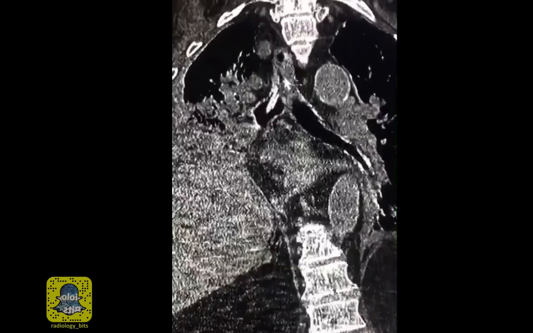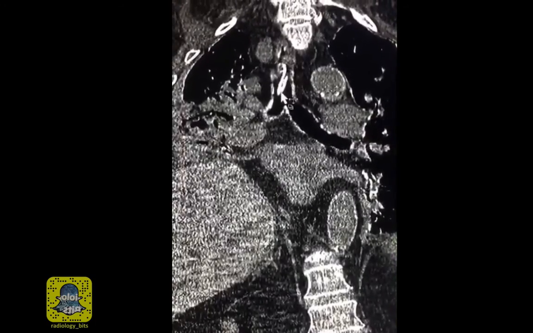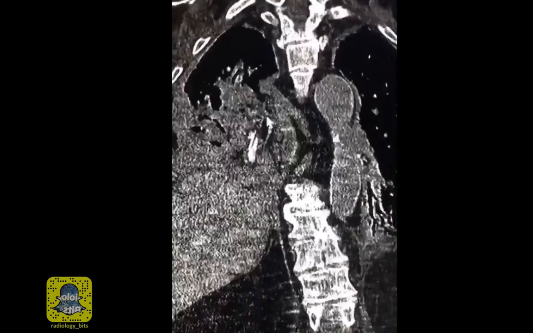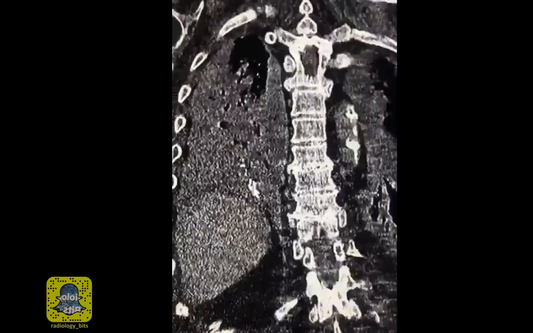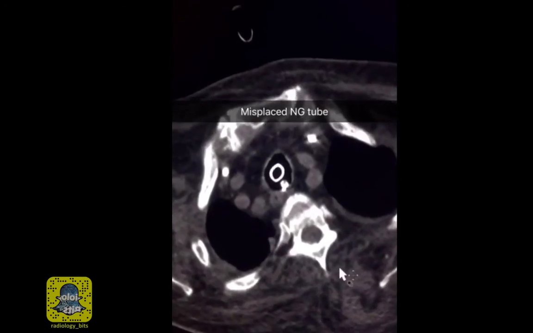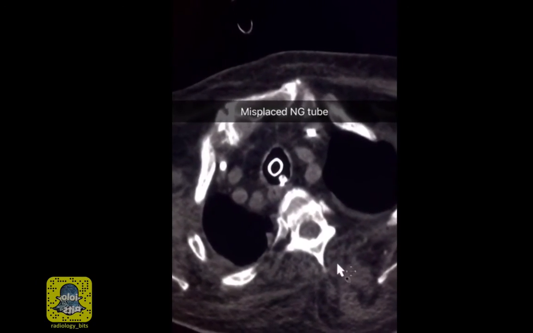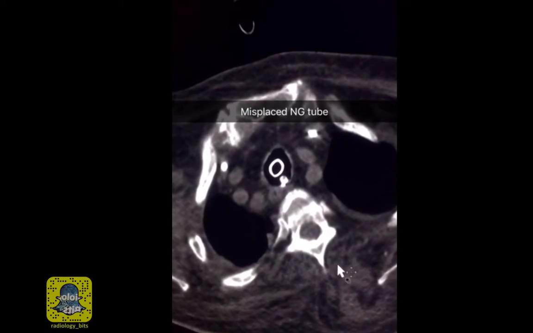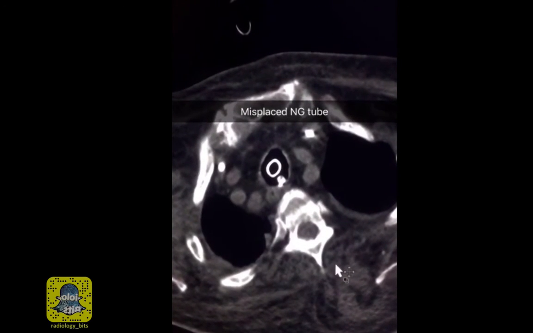And here's a coronal image showing the nasogastric tube within the trachea, going into the right main stem bronchus and then into the right lower lobe. The main finding I wanted to show you here is misplacement of a nasogastric tube into the airways.